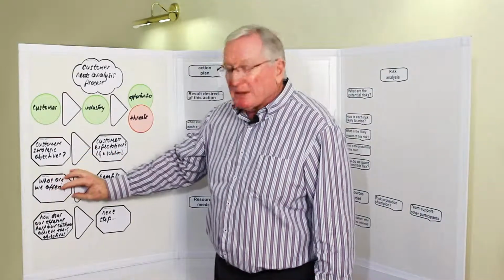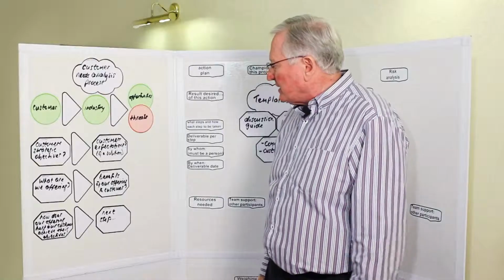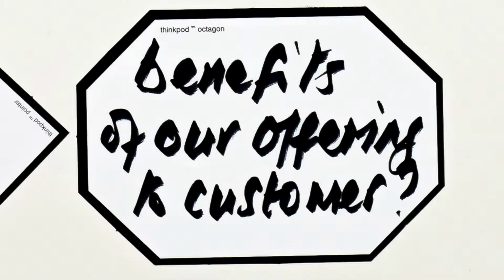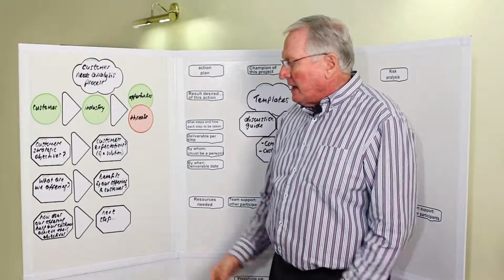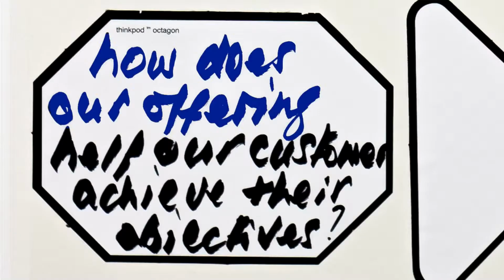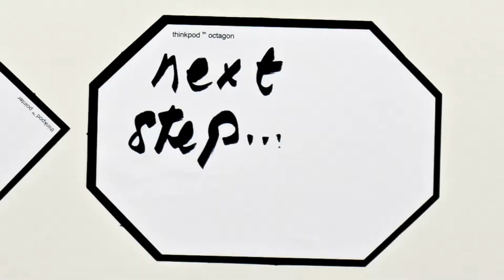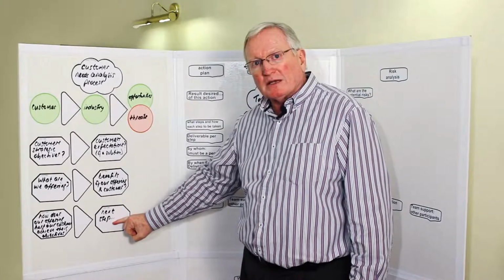And then the next step in the template would be, well, what are we in fact offering to that customer? And what are the benefits of our offering to the customer? And then just to test that we in fact are on the right track, how does our offering help our customer achieve their objectives? And what do we see as the next steps to take with that customer?